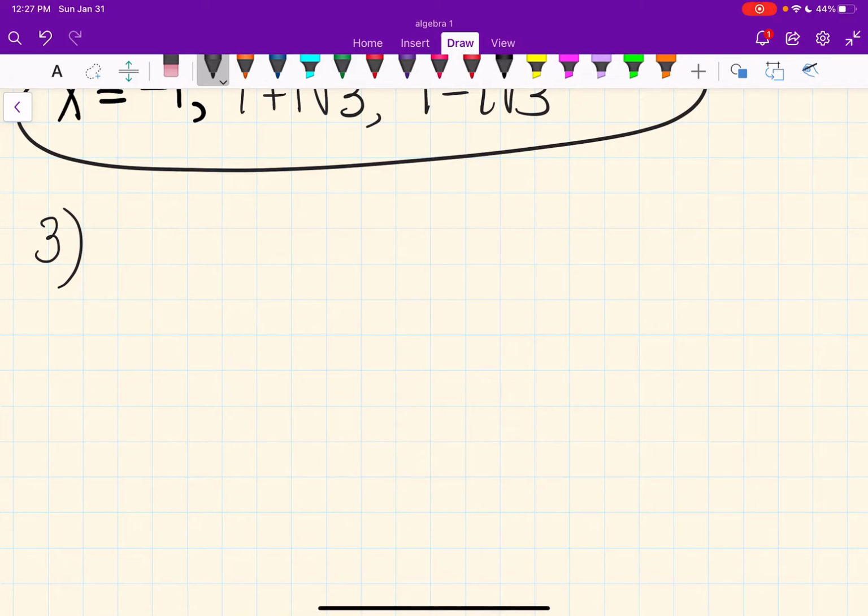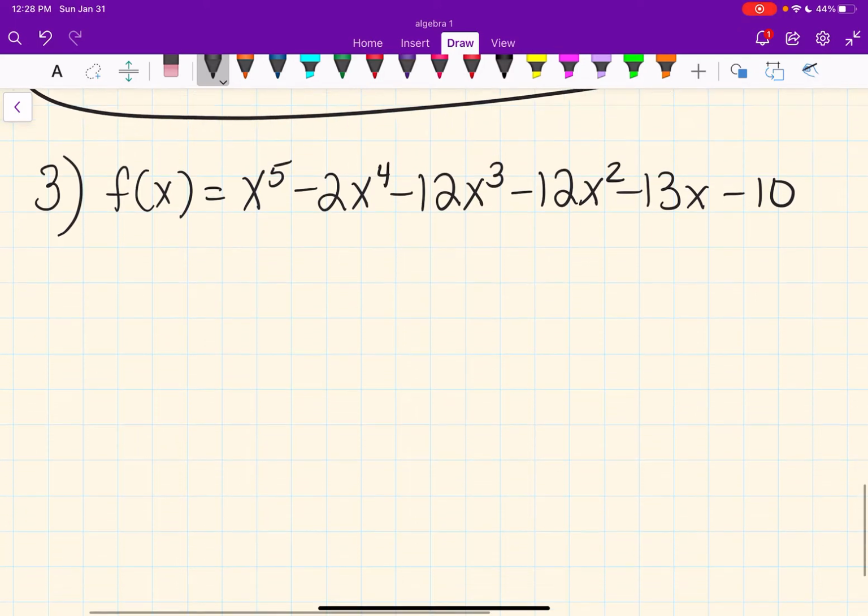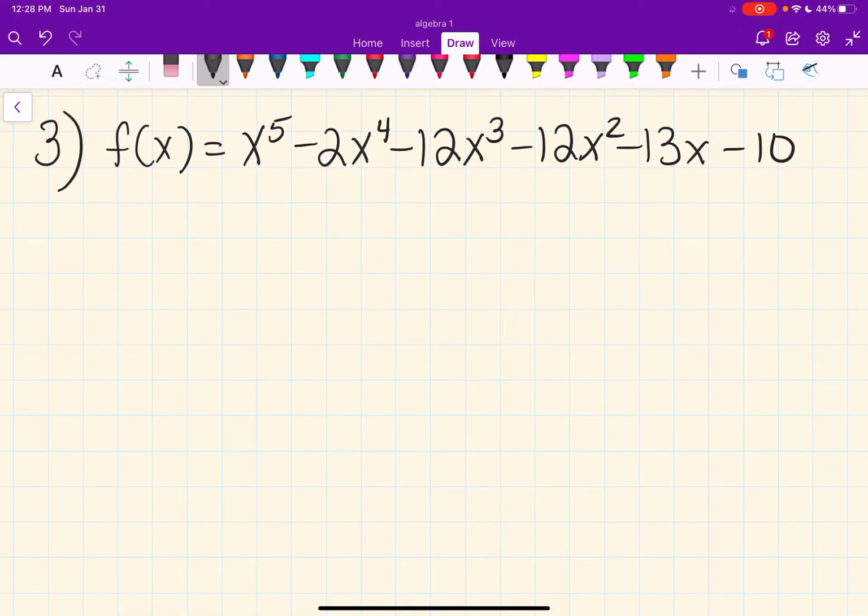Okay, this is a 5th degree because I have f of x equals x to the 5th minus 2x to the 4th minus 12x to the 3rd minus 12x squared minus 13x minus 10. We're going to have to depress this down a couple times. We have to get down to x squared, which means I need to depress this 3 times. This is a degree of 5. That means we have 5 solutions.